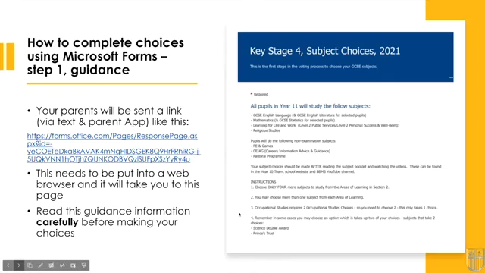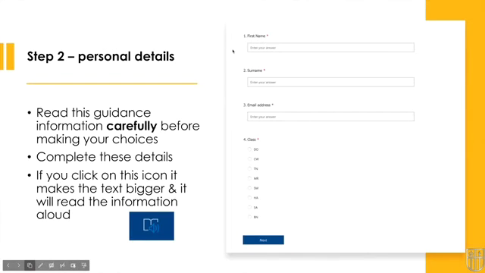Now, please, please, please read this information carefully before making your first round choices. Once you've read this page, it takes you on to the first section where we want your personal details. So you'll have to enter your first name, your surname, that's your son's first name, your son's surname, and then your email address. Please also click the class that your son is in. If you click on this button, you'll see it on different parts of the form. This will make the text bigger and it will also read the information aloud to you.